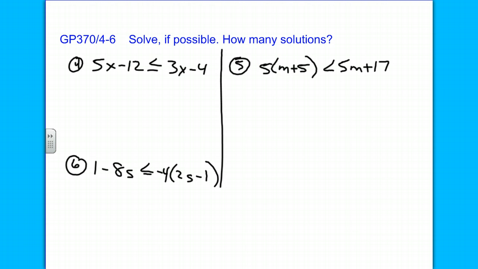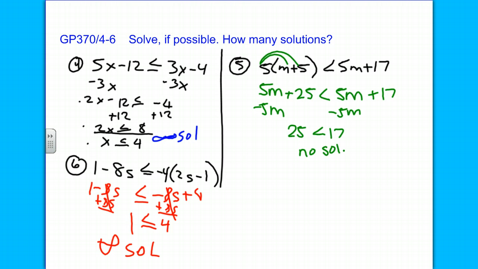Okay, solve if possible, and then state how many solutions there are. Okay, so number 4, we see that we have infinite solutions because we have a ray, right? A ray that goes to the left. And number 5 is an untrue statement, so there is no number that will be a solution to that inequality.